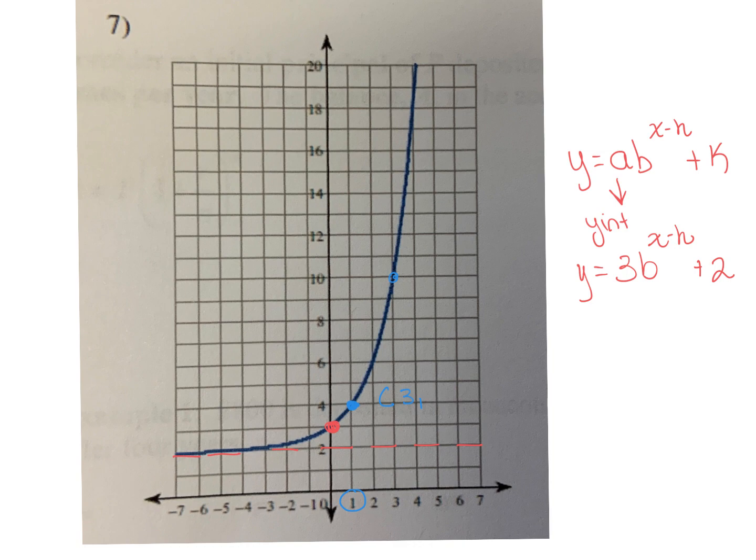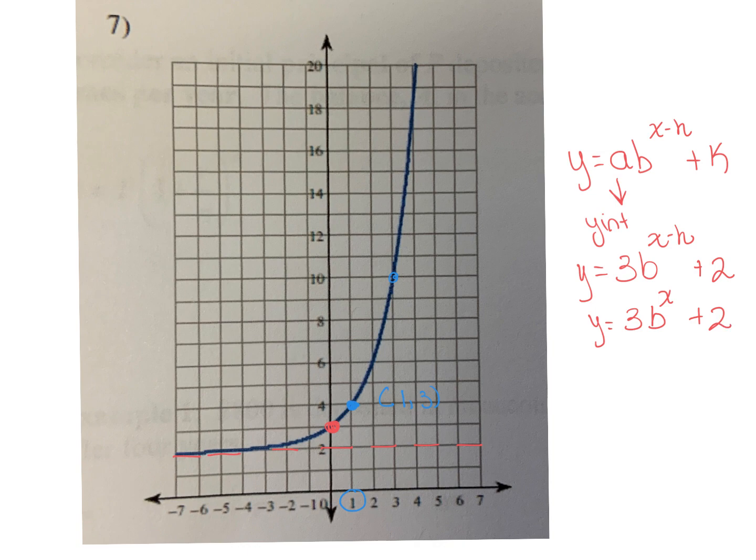that's backwards. That ordered pair right there is 1, 3. So I can plug that 1, 3 in. So y equals 3 to find my base. B to the x plus 2.